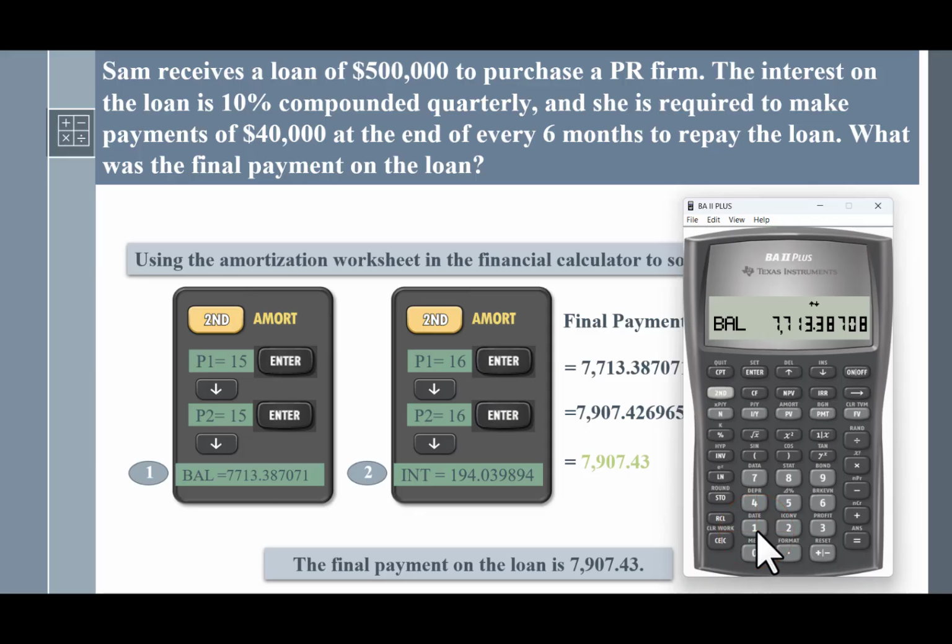So I'm going to store that in 1. Then I'm going to go back to the amortization worksheet. I'm going to change P1 to 16, P2 to 16, and get the interest portion, which is 194. So I'm going to store that in 2. Then I'm going to recall 1 plus recall 2, and this would be the last payment, 7,907.42 or 43 after rounding.